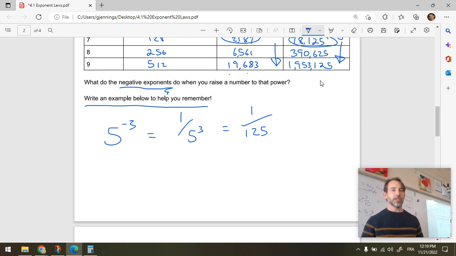So you might use an example like that to help you remember. Or maybe you have something like x to the negative 2 is going to be equal to, I don't know what x is, but this is going to be equal to 1 over x squared.